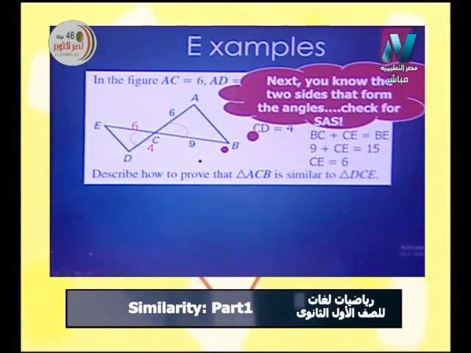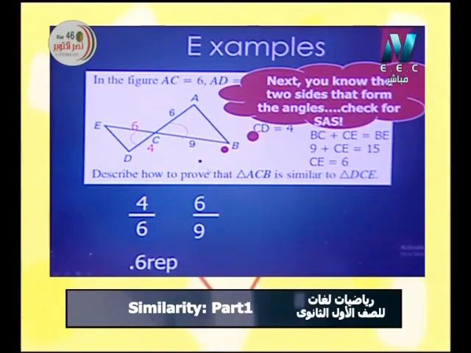Measure of angle ACB equals measure of angle ECD, and we have the including sides for it: EC and CD, 6 and 4; CA and CB, 6 and 9. For the first triangle, triangle ECD, we have 4 and 6. Then from the second triangle, CA is 6, and we have 9 from the triangle CAB, CB equals 9.